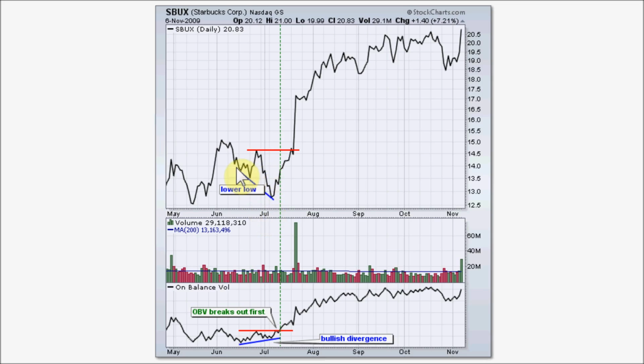Now, when you draw a line through the lows of Starbucks right here, it is a descending line. But when you look at the bottoms of the OBV, it was rising. On this day right here, it broke up above its latest level of resistance. Okay, when you go up, that was right here, and that was well before the stock broke above its last level of resistance.